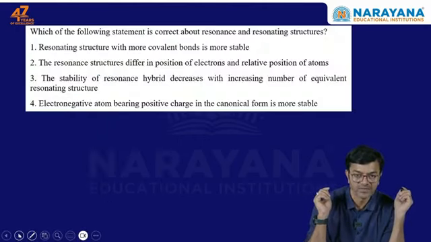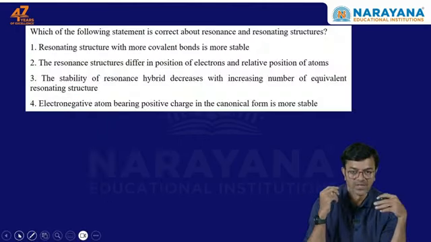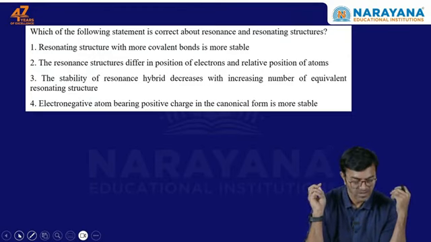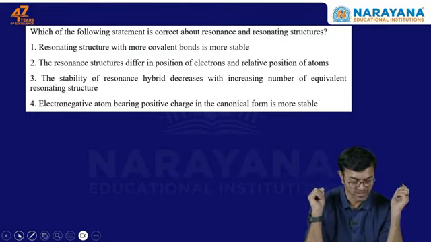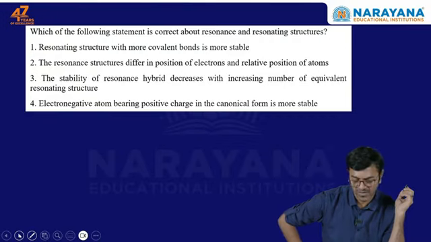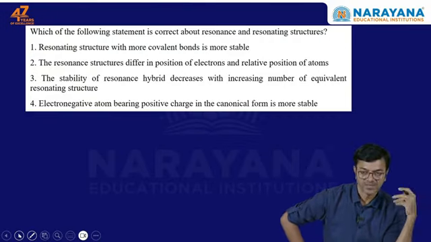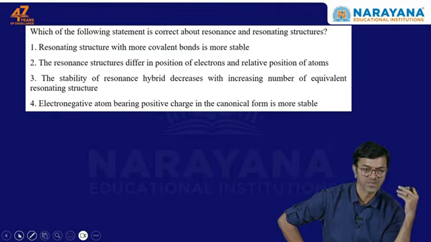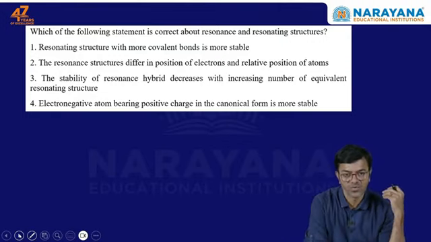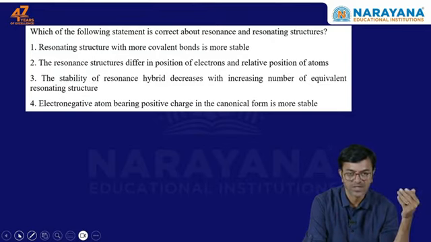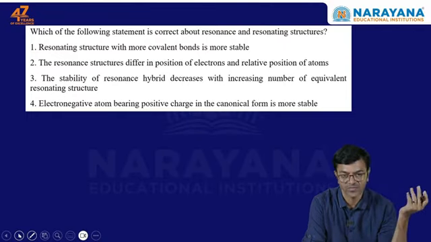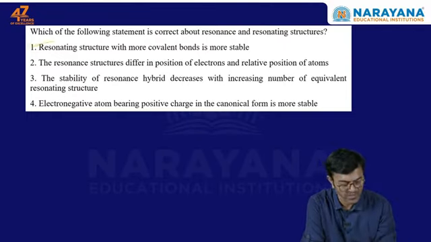Okay, next question. This is related to stability of resonating structures, and it is a simple memory based question, with not much calculation needed here. Which of the following statements is correct about resonance and resonating structures? So he's asking about stability of resonating structures. The first statement: resonating structure with more covalent bonds is more stable. That is an absolutely right statement, because the more the covalent bonds, the more energy is released and the more stability is attained. So the energy of the system will be less if it has more covalent bonds. So the first statement is absolutely correct.